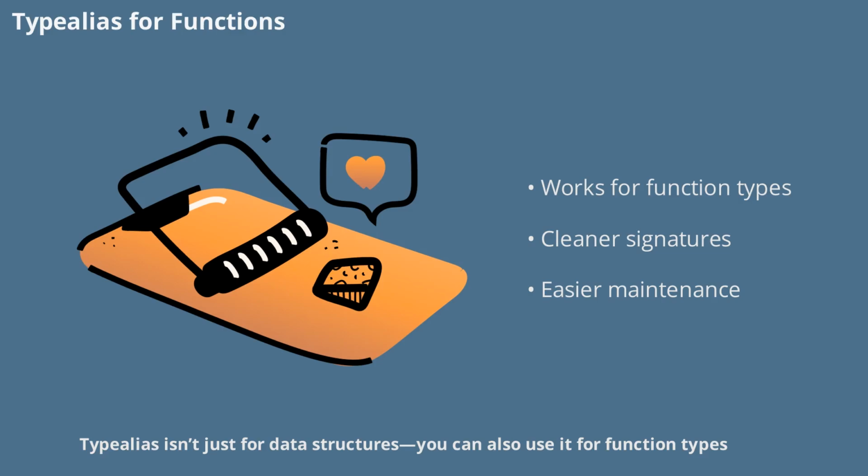Typealias isn't just for data structures, you can also use it for function types. For example, typealias AuthCallback equals (isSuccess: Boolean, errorMessage: String) arrow Unit. This makes callback signatures much cleaner and easier to use throughout your codebase.